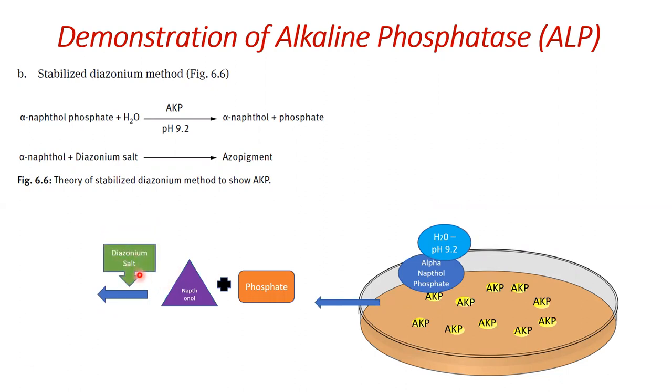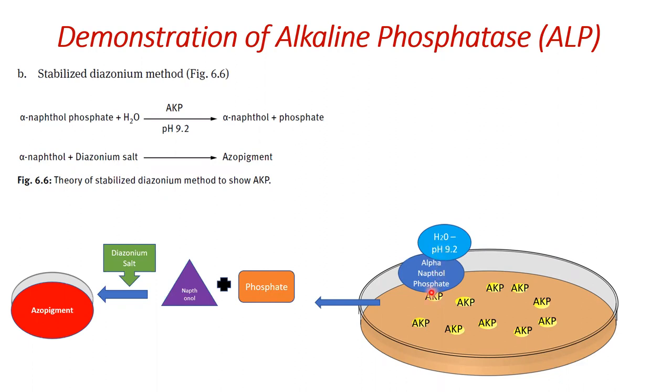Now this naphthol will be subsequently reacted with the diazonium salt. Now this will give us a reactive product, which is called azo pigment. The discoloration of azo pigmentation indicates presence of alkaline phosphatase in the tissue, and also the intensity of azo pigment color indicates the quantity, the amount of alkaline phosphatase present within the tissue. So this is the basic principle of our alkaline phosphatase demonstration. We added a substrate, which is alpha-naphthol phosphate, in the presence of water and pH 9.2.